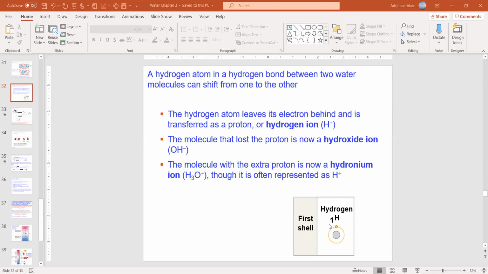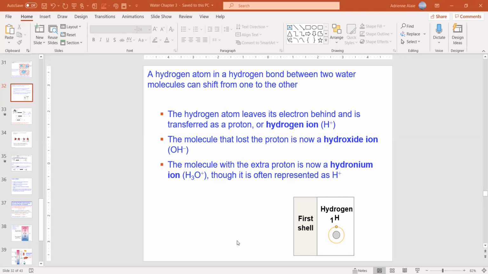So if a hydrogen atom transfers and leaves behind its electron, symbolized by this little circle here, then it simply is a proton. That's the only subatomic particle that it has that we concern ourselves with. So this is what we refer to as a proton, an H plus, because it no longer has its negatively charged electron, and so it has an unmatched positive charge. So it's a hydrogen ion or a proton.